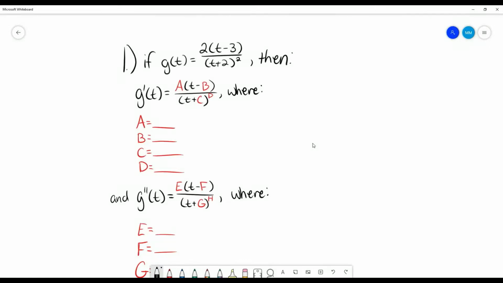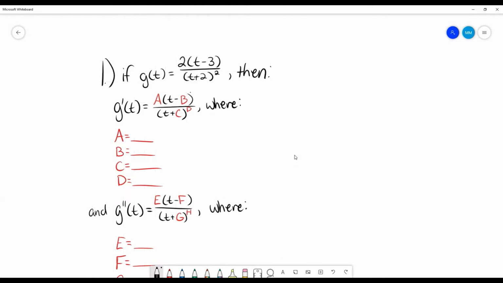All right, and this is problem set 15, I think. So this first one is just derivative practice with our quotient rule there. It's going to take a little bit of manipulating to get it into that form, but I'm confident we can do it, so let's go ahead and give it a go.